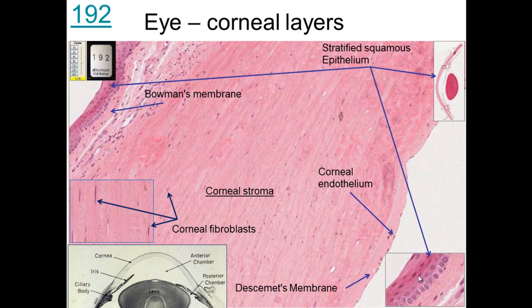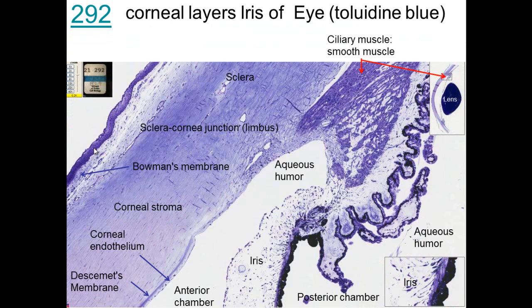Stratified squamous epithelium is what we see there. Stratified squamous epithelium continues with the conjunctiva and through the Bowman membrane, stroma, Descemet's membrane, cornea, endothelium. This is endothelium, not epithelium, endothelium. As we can see there, here's the iris, anterior chamber, posterior chamber, and the aqueous humor is the liquid that's in both the posterior and anterior chamber.